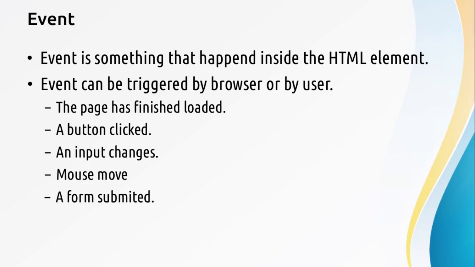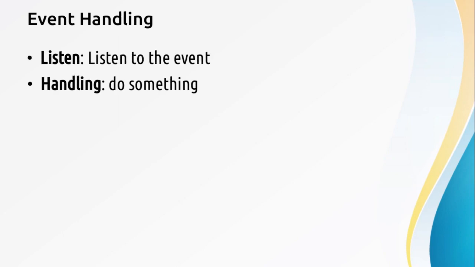For example, the page has finished loading, a button is clicked, an input changes because the user typed something in it, the mouse moves, or a form is submitted. When an event occurs, we might want to do something by executing JavaScript code. Actually, here there are two things. First, listen to the event, and second, do something, or handle the event. So we do something to listen to the event.